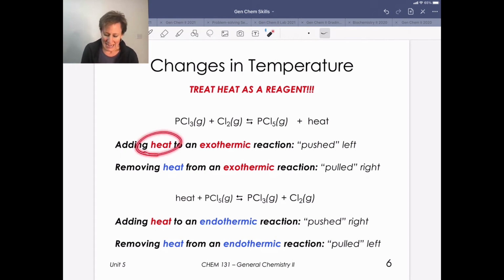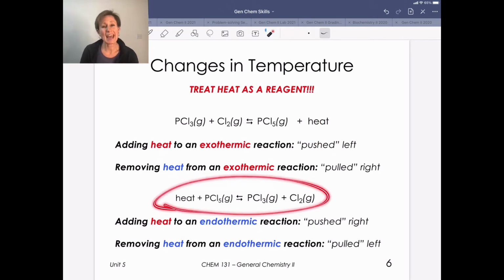So if I'm adding heat, that means I'm pushing in a product. My equilibrium is going to shift left. I push it to the left. If I cool down my reaction, I remove heat, okay? Then I'm going to pull it out, so my reaction is going to get pulled to the right.